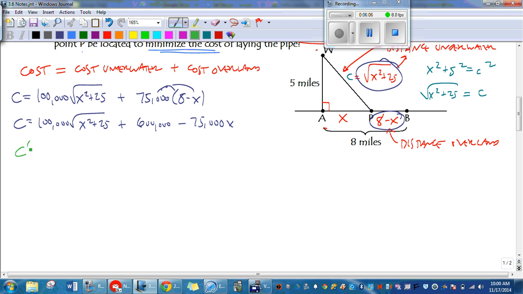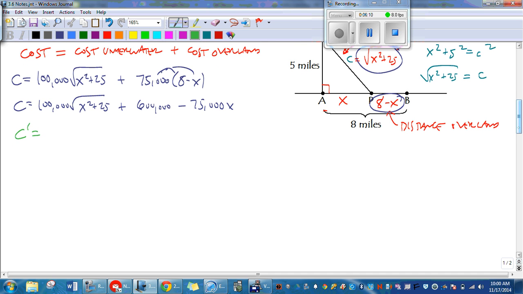And so now we're going to go ahead and take the derivative of that equation. Well, for this first one, that 100,000, that constant's going to stay out in front. We're going to need the chain rule to take the derivative of this. This is like (x squared plus 25) to the 1/2. So bring that 1/2 out in front times the 100,000, that gives us 50,000 times (x squared plus 25) to the negative 1/2. But then we have to multiply by the derivative of the inside, which is 2x.